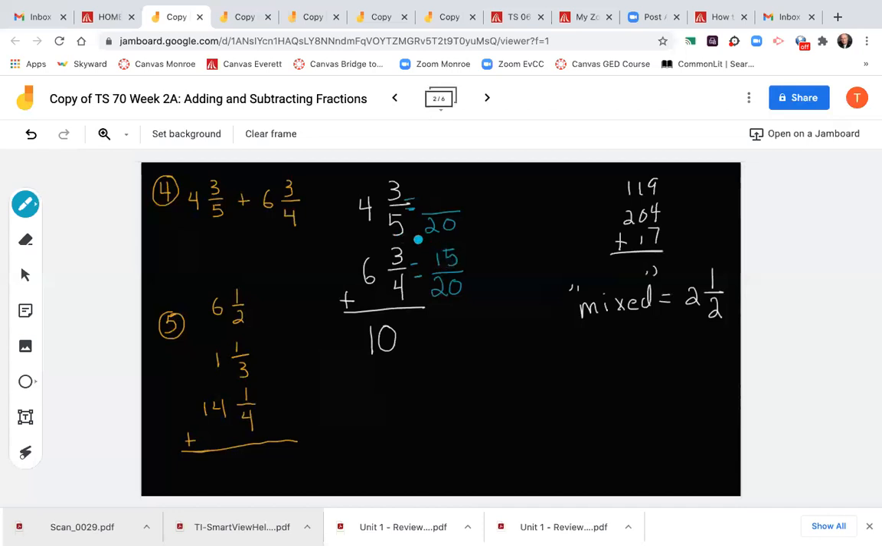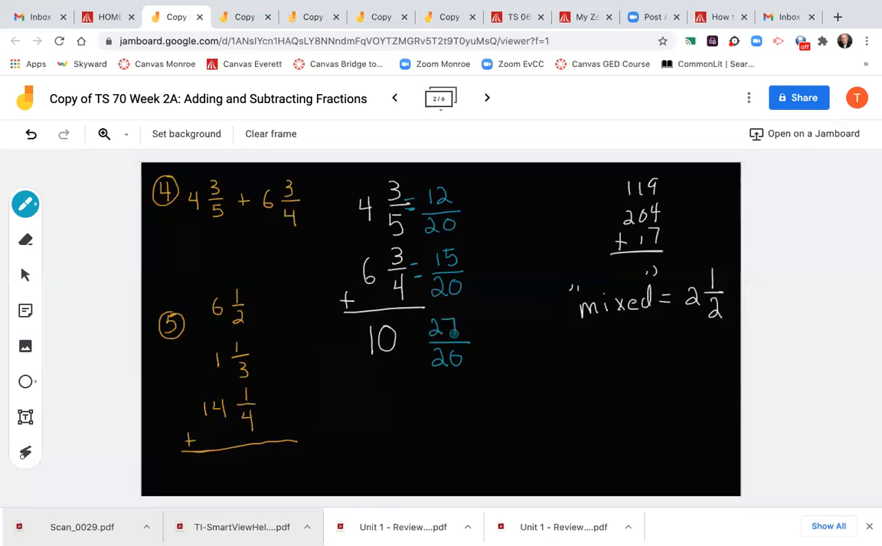How did the 5 get multiplied into a 20? I multiplied it by 4, so I take 4 and multiply it by the top and get 12. I now have a common denominator, which is 20. I'm going to add my numerators, which would be 30 minus 3 is 27.